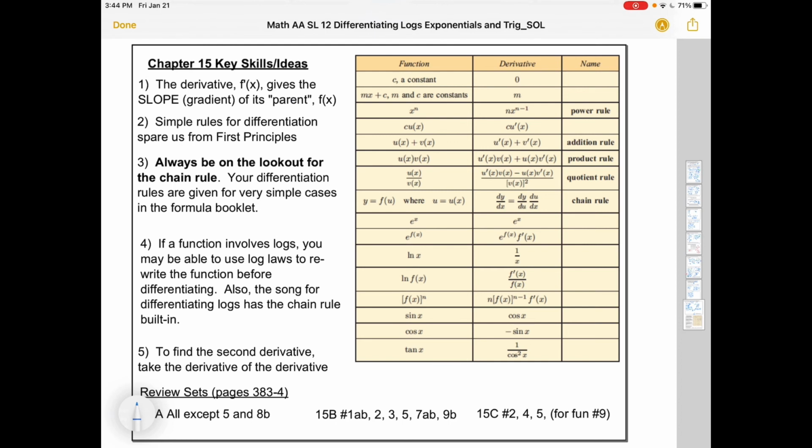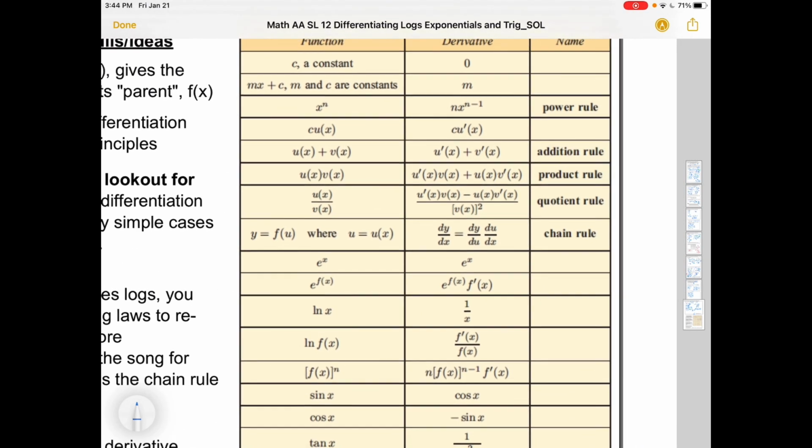If a function involves logs, you may be able to use log laws to rewrite. Also, the quotient rule song has the chain rule built in. So if you're going original on the bottom, derivative on the top, chain rule is built into that. You don't also then need to look for the chain rule again. To find the second derivative, take the derivative of the derivative. There's a whole ton of rules here.